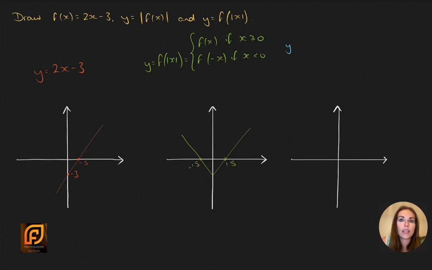We define y equals the absolute value of f of x as f of x if f of x is greater than or equal to 0, and minus f of x if f of x is less than 0.